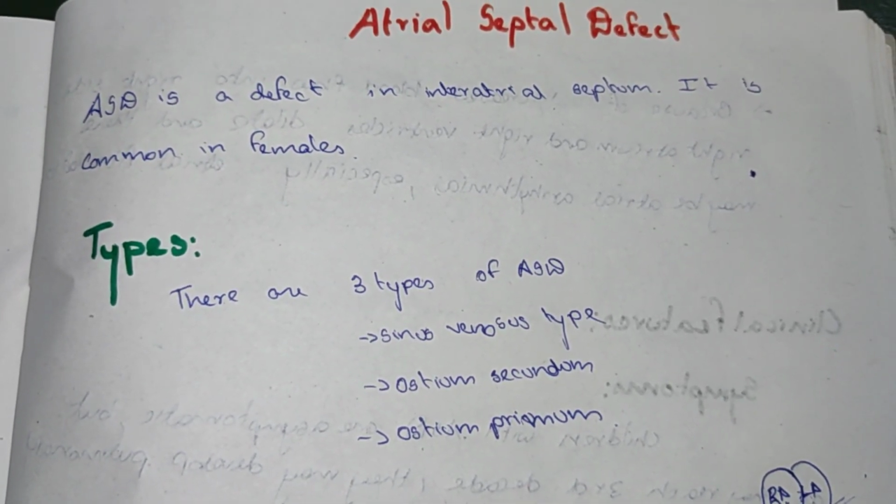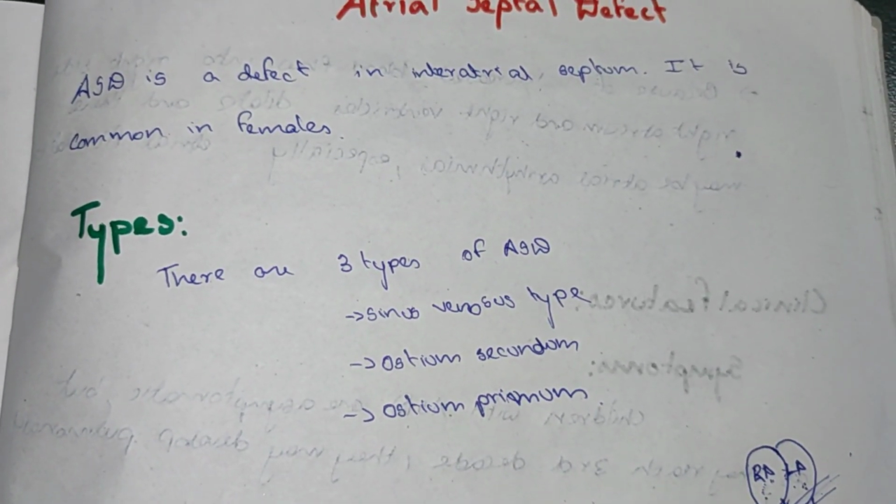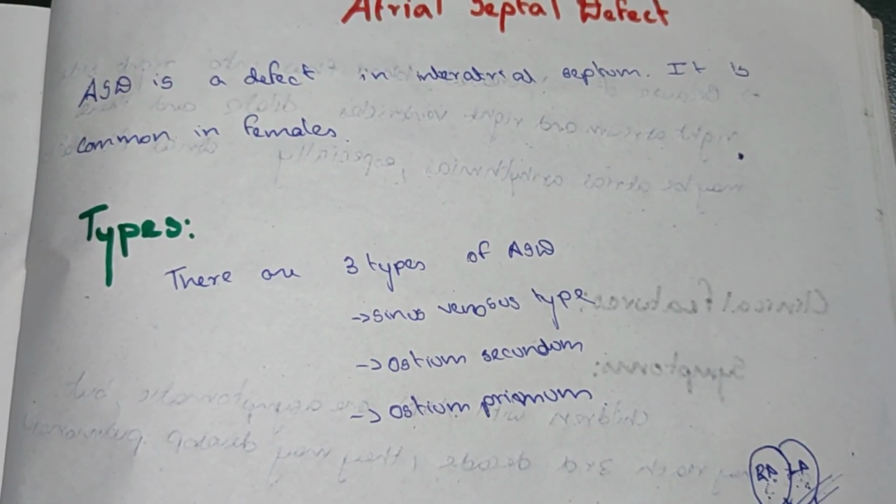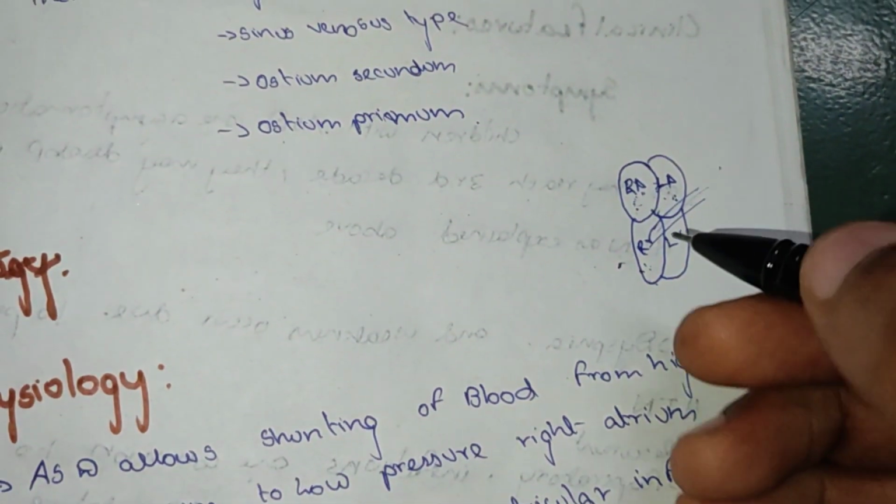In this video, we are going to see about atrial septal defect. Atrial septal defect is a defect in the interatrial septum. It is common in females.